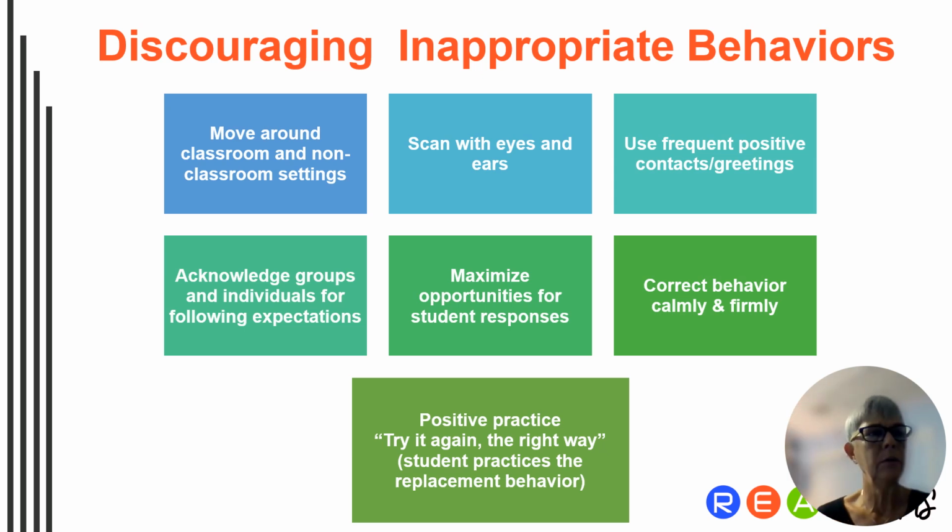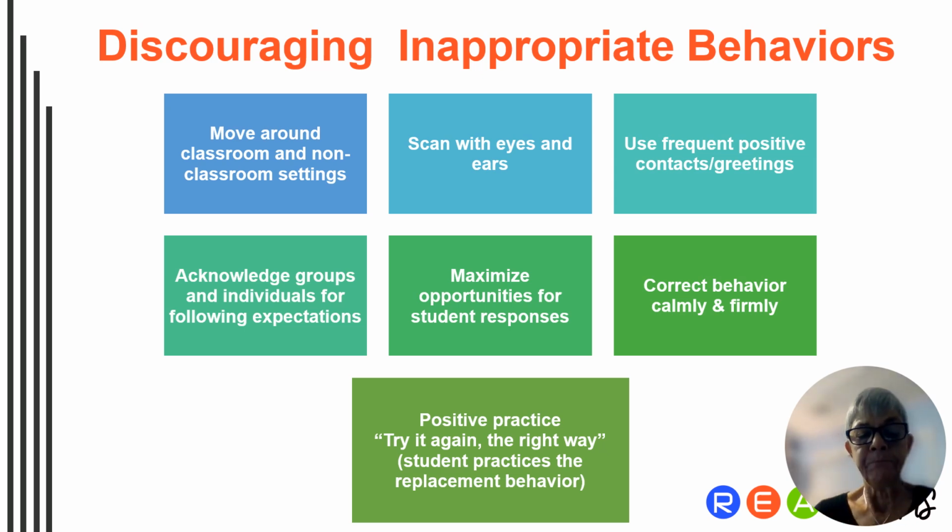And so go over, correct calmly, firmly, state the behavior you want the kid to do, give them wait time to comply, and then move on. And also positive practice, just like we do with academics. If a kid is doing a math problem and they come up with the wrong answer, we don't say, oh, it's okay, just move on to the next one, right? We say, okay, let's go back and see where we made our mistake, and let's try again to get the answer to be where we want it to be.